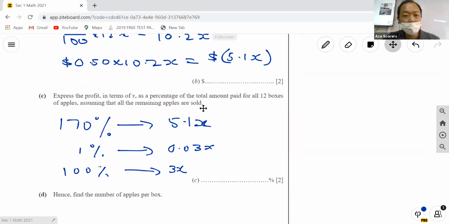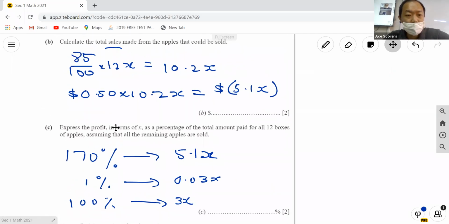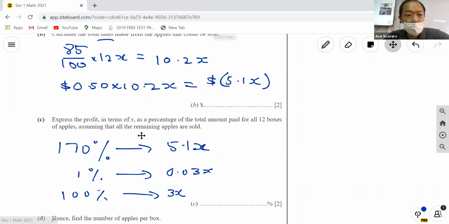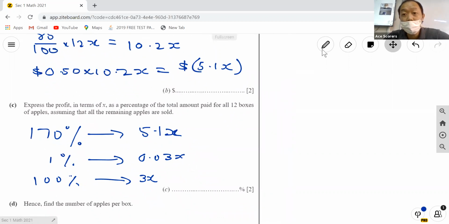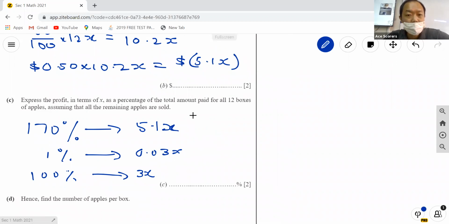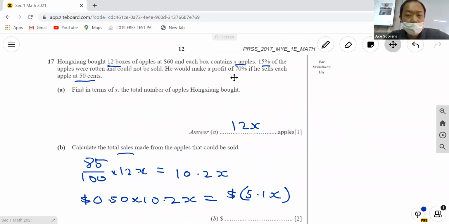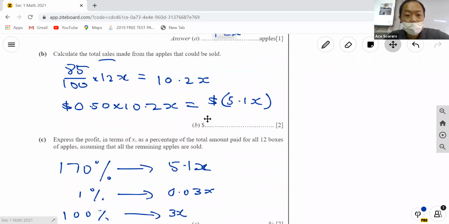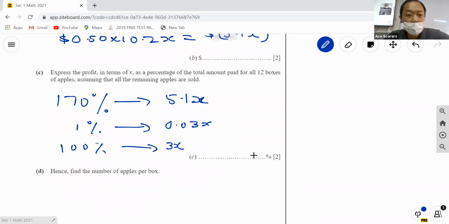As a percentage of the total amount paid for all 12 boxes, the remaining was sold. So 100% is 3x. So what is the profit? The profit is 2.1x. But isn't it 70%? He bought 12 boxes at $60. Okay, so actually the profit is just 70%.